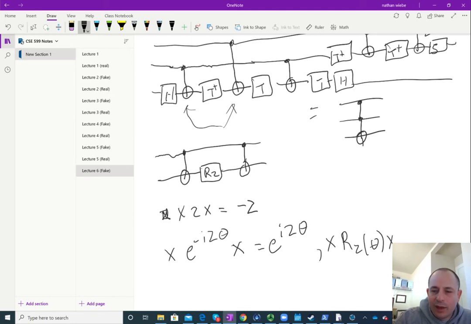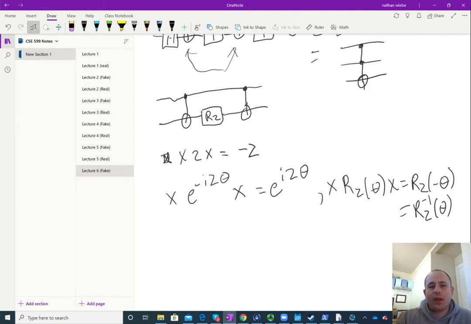Therefore, we know that X RZ of theta X is equal to RZ of minus theta, or in other words, it's RZ inverse of theta. So by putting X's around, we can end up controlling this rotation.